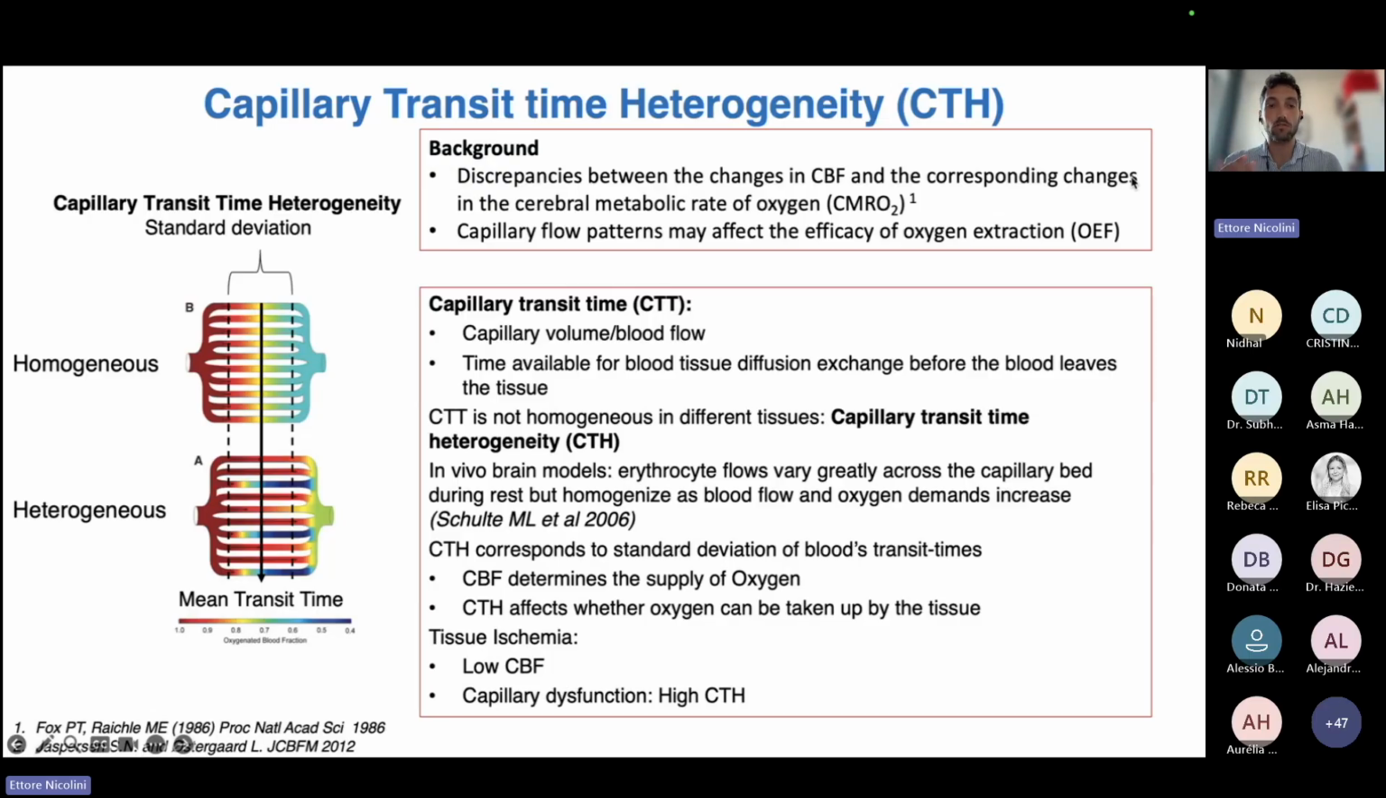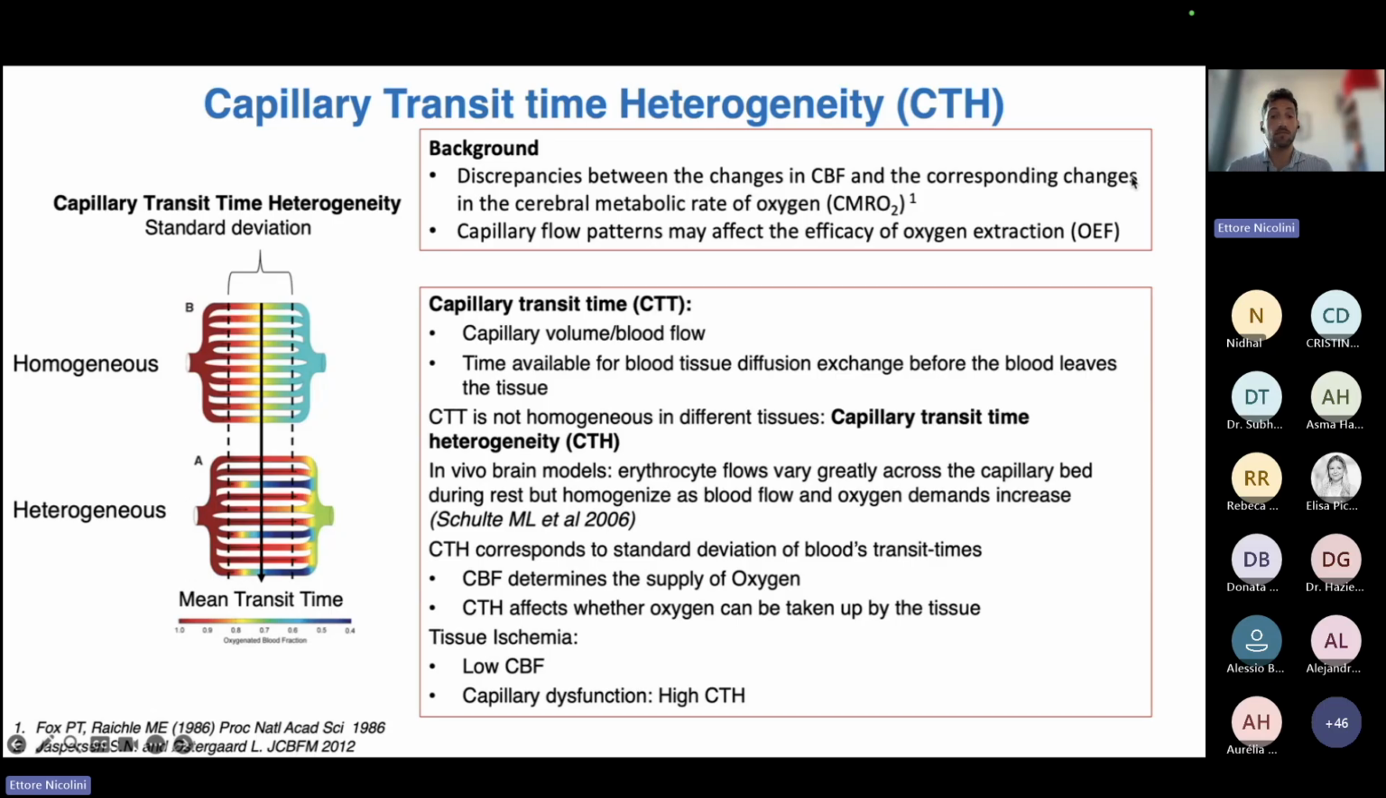It is quite heterogeneous. So from this was created the concept of capillary transit time. Capillary transit time is described as the time available for blood-tissue diffusion exchange before the blood leaves the tissue, and it's a ratio between the capillary volume and the blood flow.